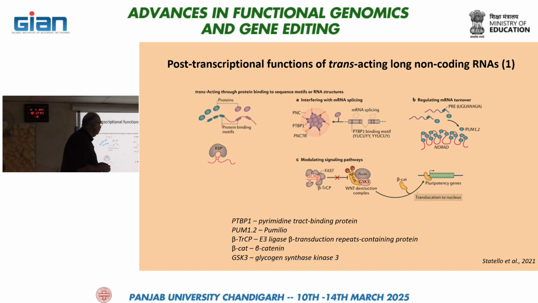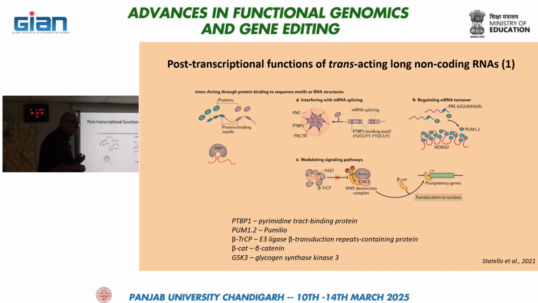For example, some proteins can bind to RNA. In this case, it is Pumilio, the protein which will stimulate degradation of mRNA. But when NORAD, a long non-coding RNA, appears, it will bind to Pumilio and sequester Pumilio from the cell, and then the RNA will be more stable.